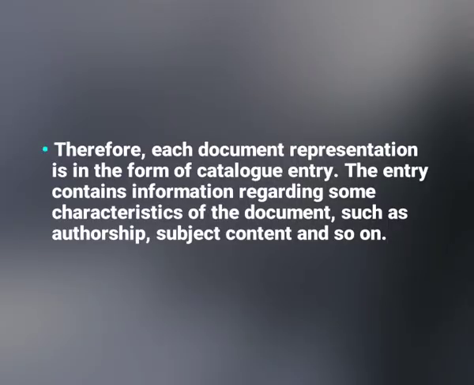Each document representation is in the form of a catalog entry, and the entry contains information regarding some characteristics of the document, such as authorship, subject content, or keywords also. But in cataloging, the subject content is very important, because a large number of people who come to the library do not know the title and author of the book; they only come with a subject, because they want to get documents on a particular subject.